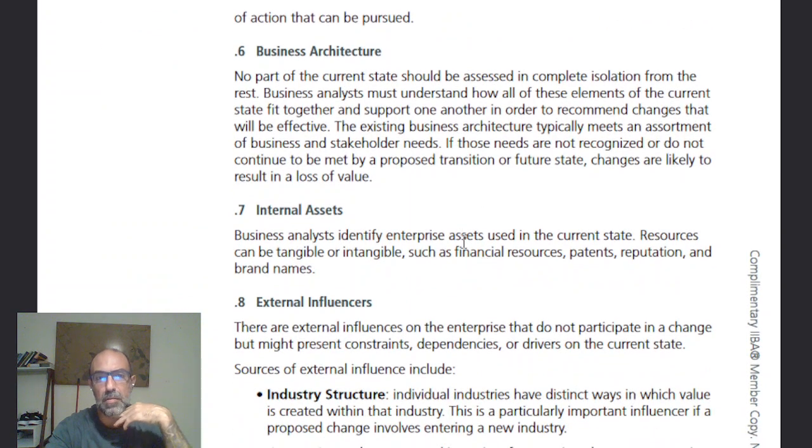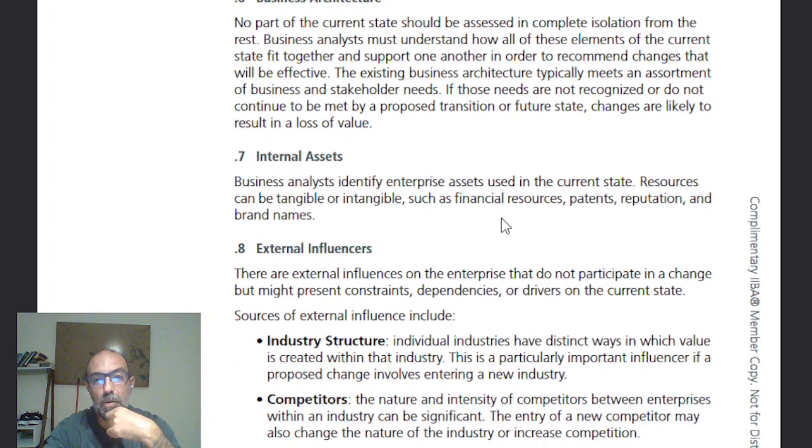Business architecture, like any part of the current state, should not be assessed in complete isolation from the rest. Business analysts must understand how all these elements of the current state fit together and support one another, only then can they recommend changes that will be effective.